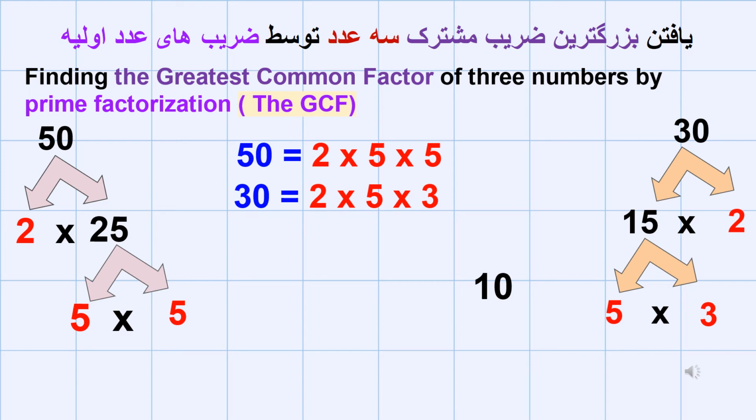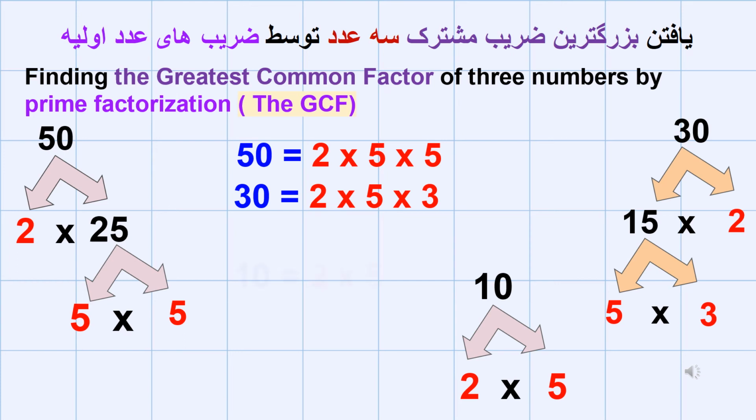Another number is 10. 10 can be divided by 2 and another factor is 5 because 2 times 5 is equal to 10. 2 and 5 are prime numbers. So 10 is equal to 2 times 5.